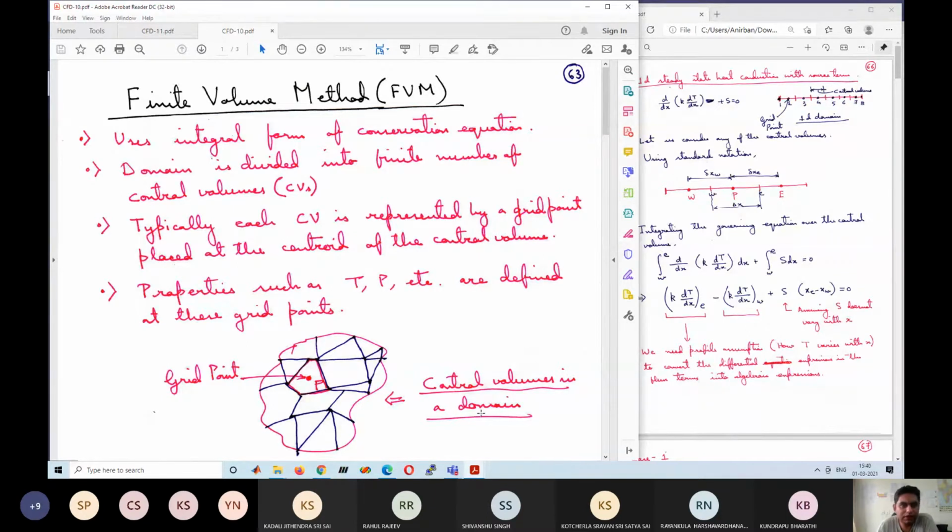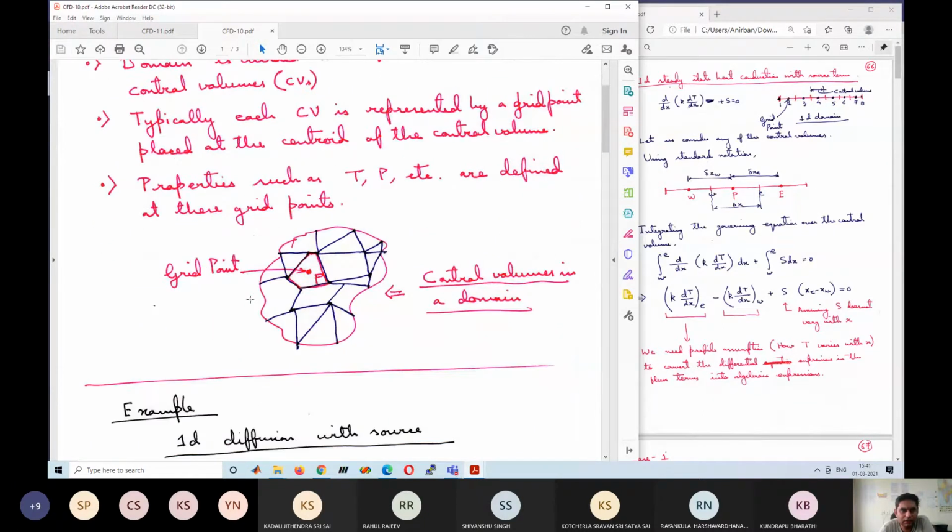So anyway, we had started discussing the finite volume method in the previous class, and we noted that it is one method for discretization. The other method we have already seen, the finite difference method. And we have gone through some of the points regarding the finite volume method.